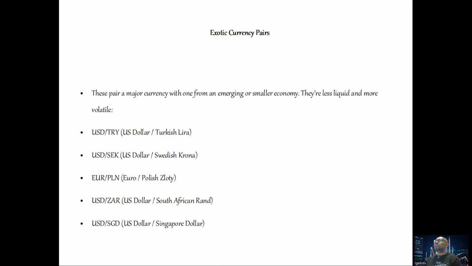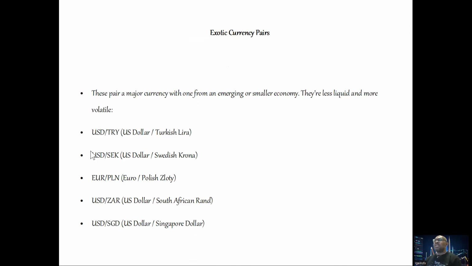All right, so exotic currency pairs. This pair is a major currency with one from an emerging or smaller economy. They are less liquid and more volatile. Liquid and volatile, leave that alone. I don't want to dive into that now so that you won't get confused. Focus on the currency pairs, how to pair them.